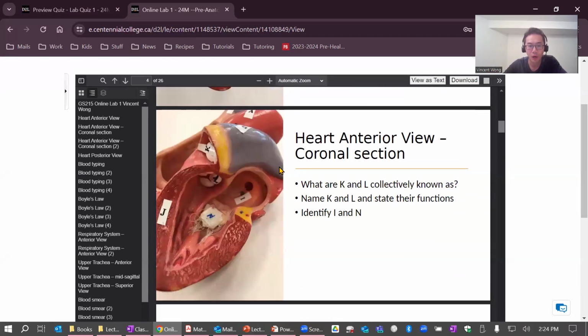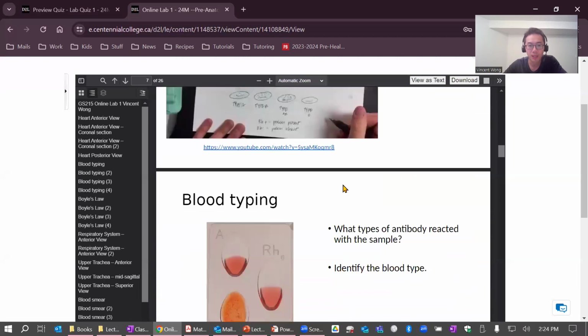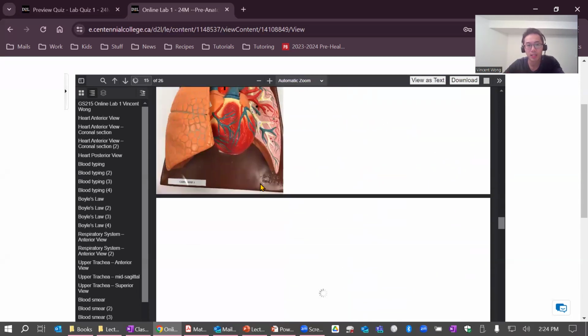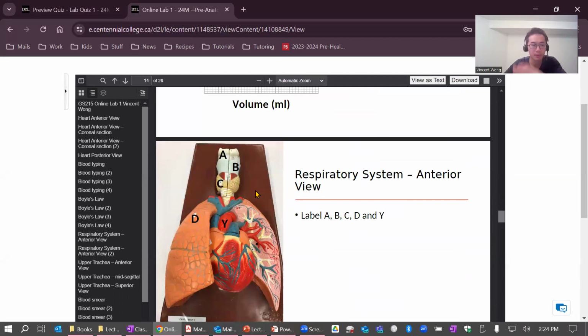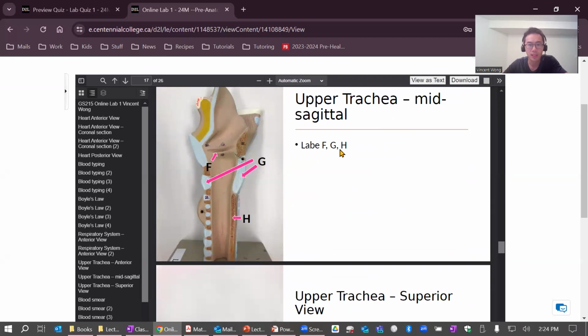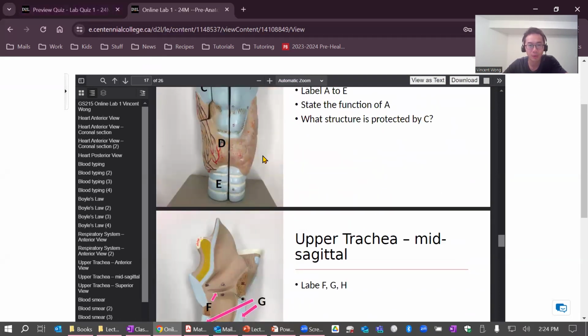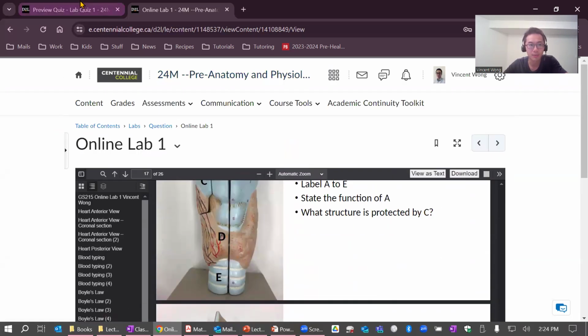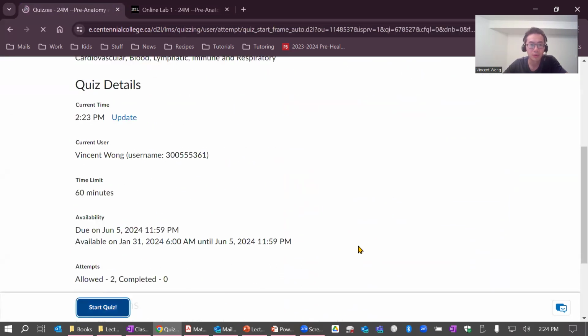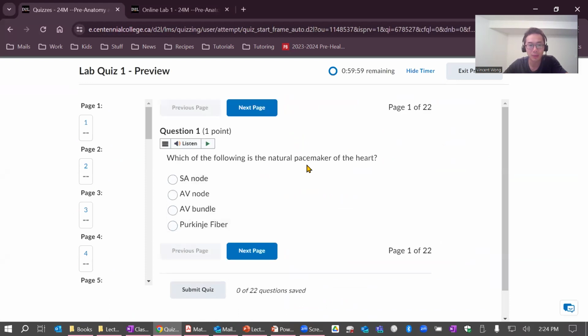You're going to do it for the heart. There's some blood typing stuff that we did. The respiratory system, you have to wait, I haven't taught you yet. But there are some slides, 26 slides. You do it on your own and then you keep the answers. When it's time to do the lab quiz, you can use those answers to help you.